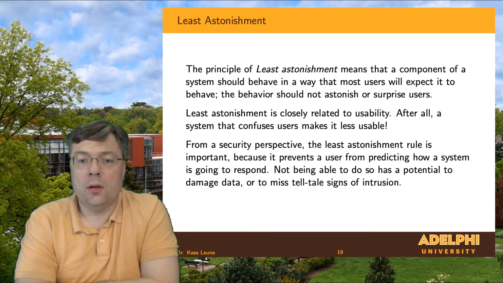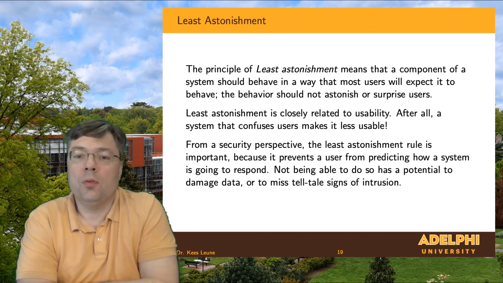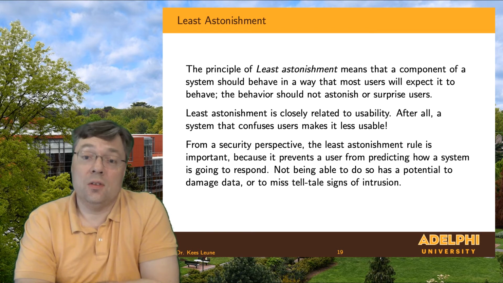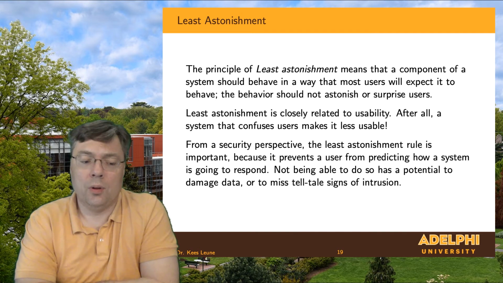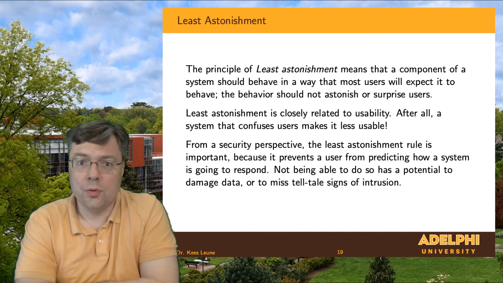Another feature that sits on that borderline between security and usability is the rule of least astonishment. The rule of least astonishment basically says a system should behave the way you expect it to behave. It should also not do strange things. For example, if I hit a button marked save, it should actually save my work. It shouldn't delete it.